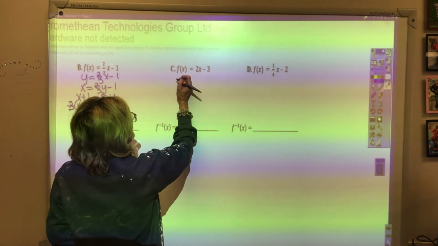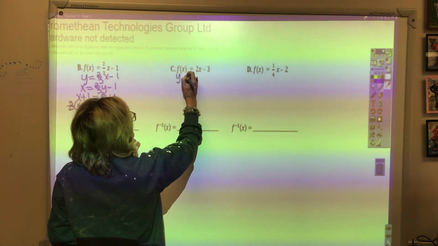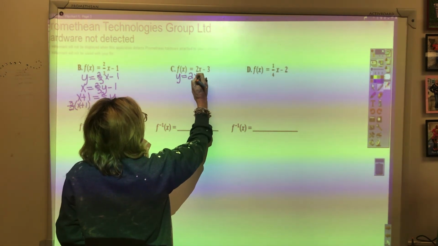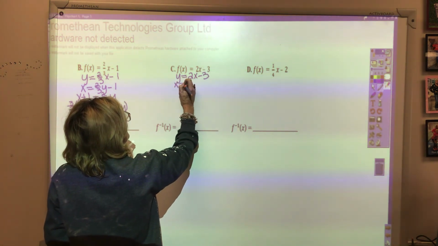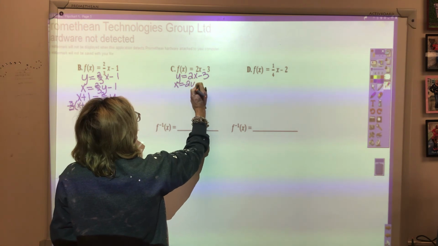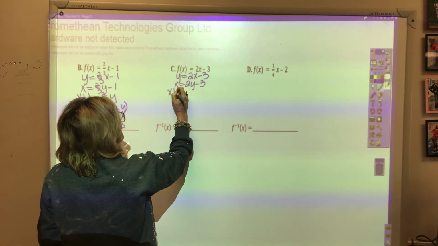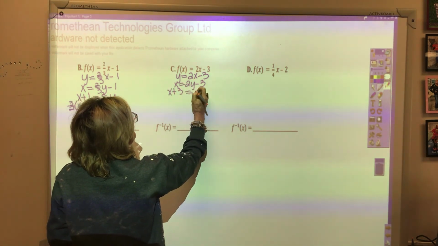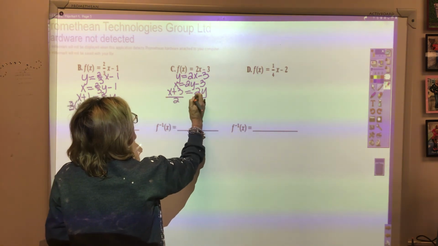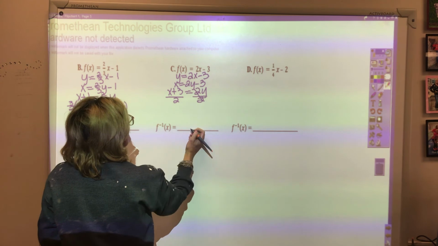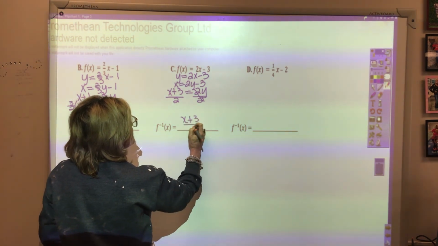On C, start with rewriting the f of x as y equals 2x minus 3. Now interchange x and y, so we say x equals 2y minus 3. Add 3 to both sides, so x plus 3 equals 2y. Now divide both sides by 2, and we can see that our inverse is x plus 3 over 2.